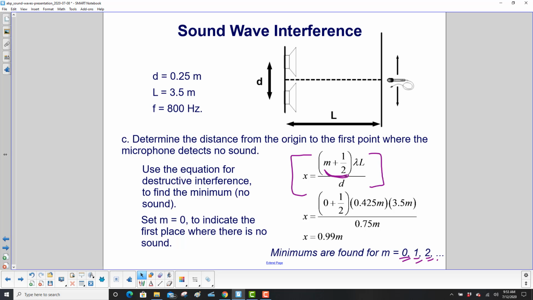So we put in 0 for m, we have our half, we have the wavelength, we have L, and we divide through by the distance between the speakers, and we get the first place where we hear no sound is 0.99 meters right over here. So that's no sound. Then on the previous slide, we found the first place we have a maximum sound is up there.